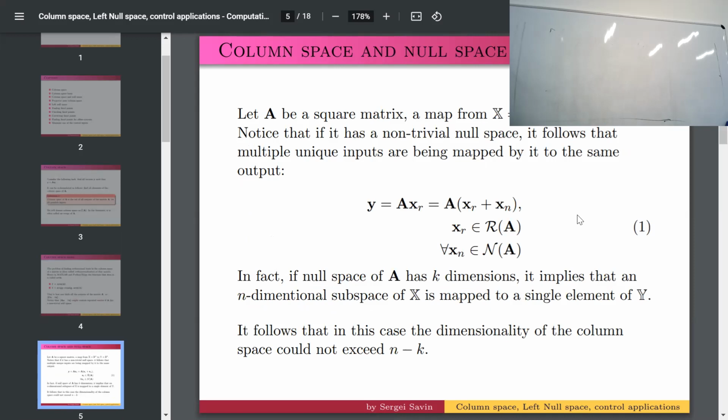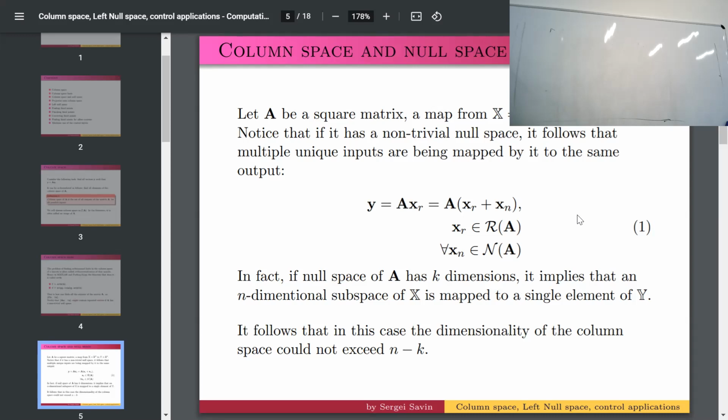There is a relation between column space and null space, as we just discussed. Every y can be represented as A times x_r, or as A times (x_r plus x_n), where x_n is in the null space. And it is true for any element of the null space. What does it mean? Well, it means that if the null space is k-dimensional, this whole k-dimensional subspace is being mapped to a single point in this operation. This whole subspace is mapped to a single point.